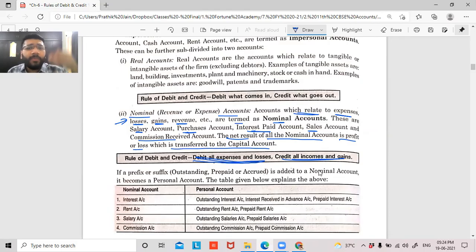Obviously, guys, in nominal account, we record all the incomes, all the expenses. And if you net this off, you'll get profit and loss. And you know very well that profit and loss has to be transferred to the owner's capital account. That's what we studied in basic accounting terms. Correct? Tell me, guys, do you have any problem with nominal accounts? No, sir.